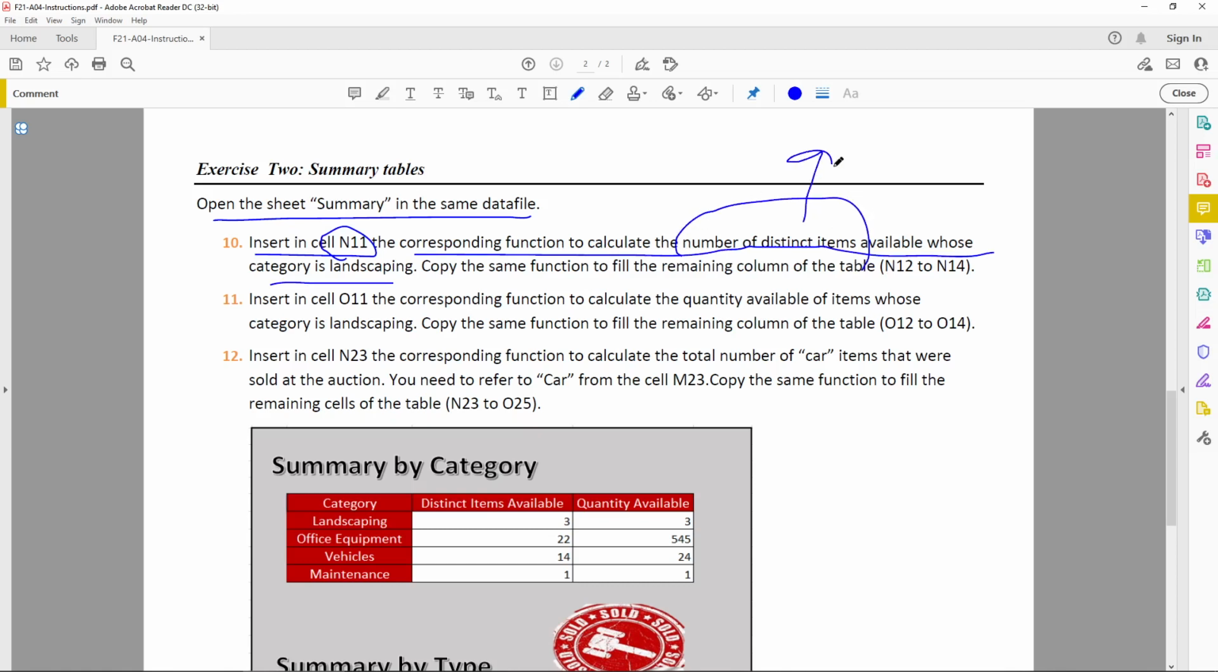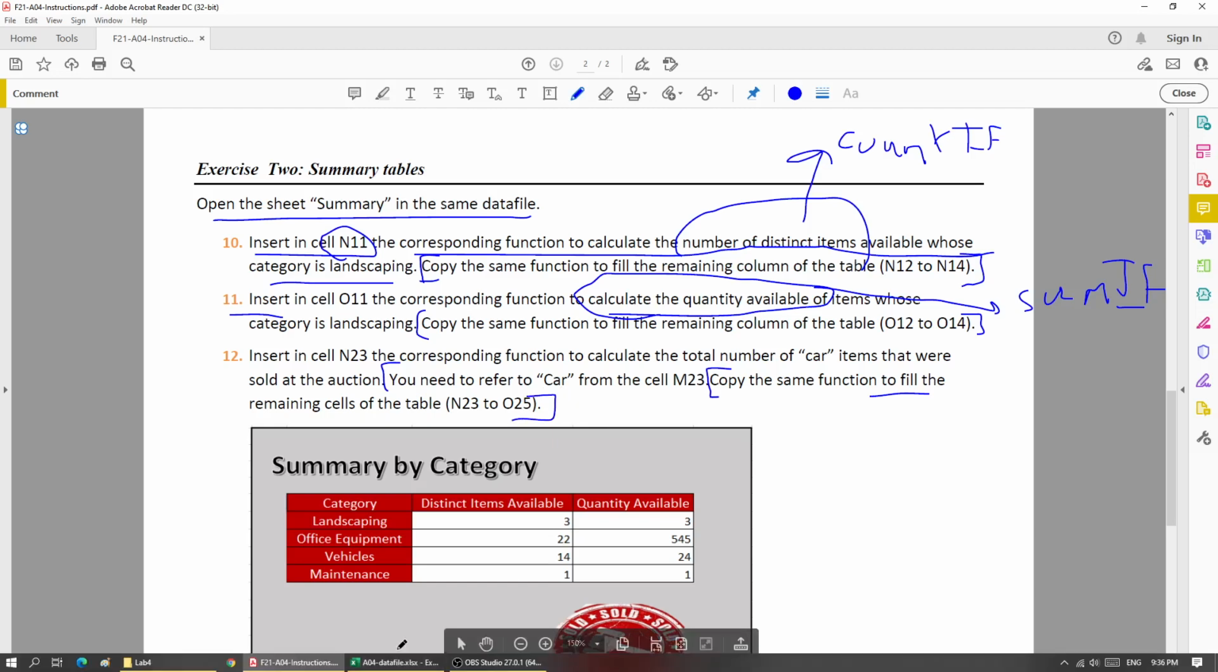Again, they're saying calculate the number of distinct items. Them saying distinct probably might mean you want to count. And if you read ahead into the second question, when they say calculate the quantity available, like how many of items are available, this might mean we want to use sum. And here we want to use count. But the most important part is, if you read the last bit, copy the same function to the remaining column. The last question, which we'll read in a second, says copy the same function to fill the remaining cells of the table. So be careful what they want you to do with the function.